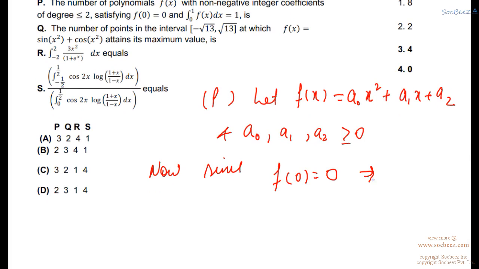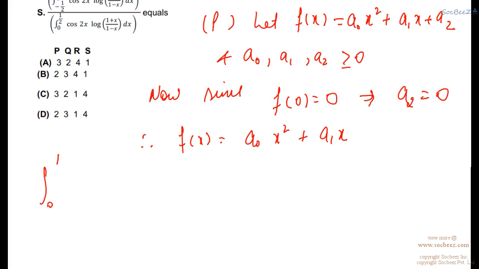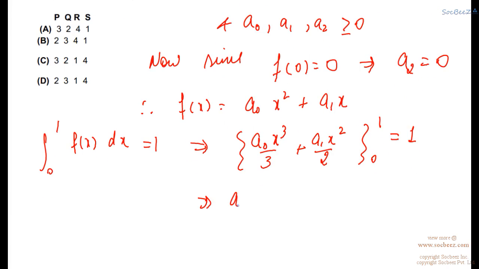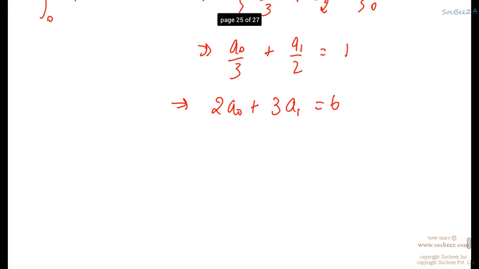Now since f(0) equals 0, this gives us a2 equals 0, right? So therefore f(x) equals a0 x square plus a1 x. Now since integration from 0 to 1 f(x) dx equals 1, this implies that a0 x cube upon 3 plus a1 x square upon 2 from 0 to 1 equals 1. So this gives us a0 upon 3 plus a1 upon 2 equals 1, or 2 a0 plus 3 a1 equals 6.